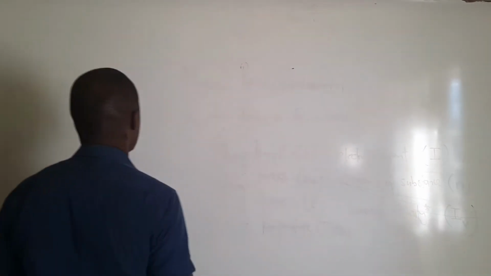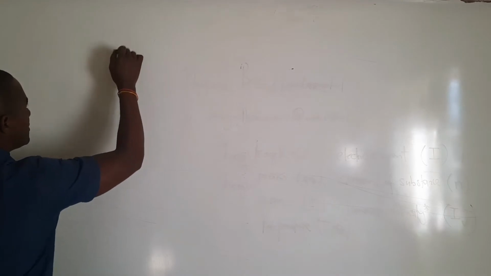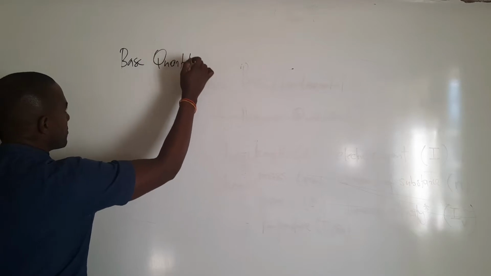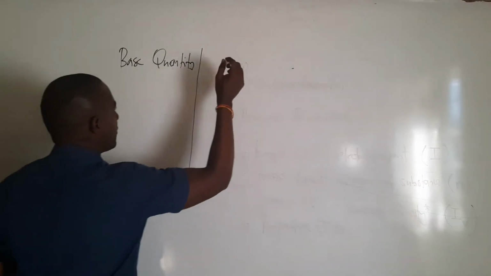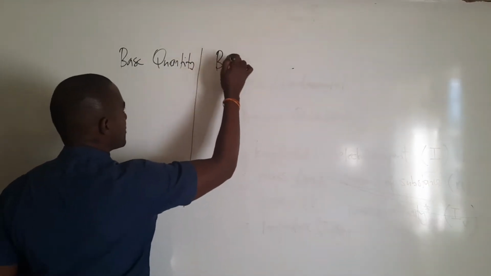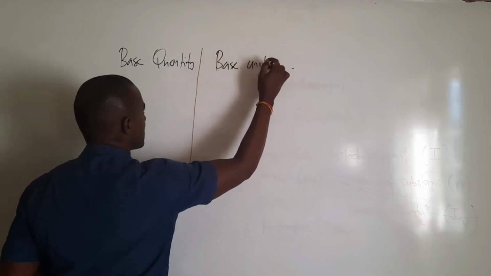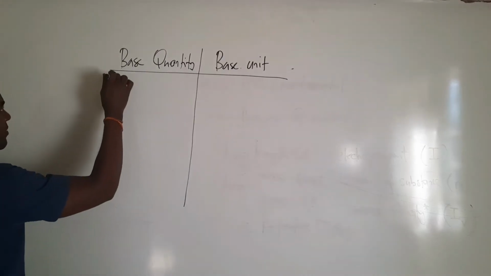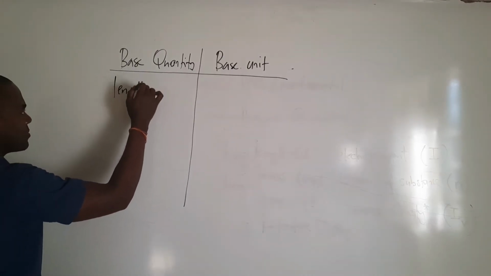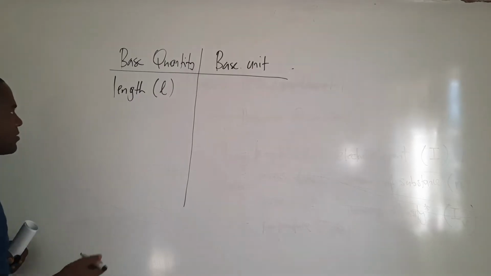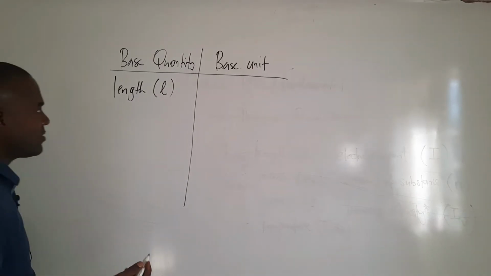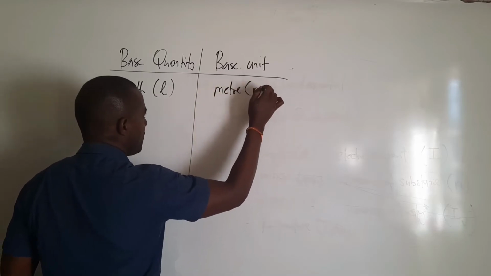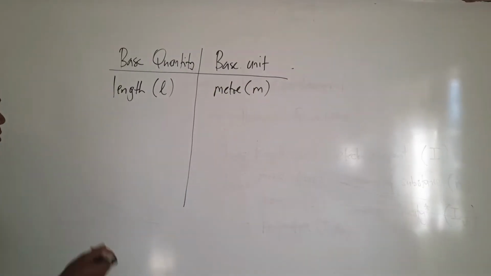So we have the base quantity, and we'll put their respective base units. So the first one, of course, is length, and we'll put the symbol in brackets. The SI unit of length is the meter, and the symbol for meter is a lowercase m.